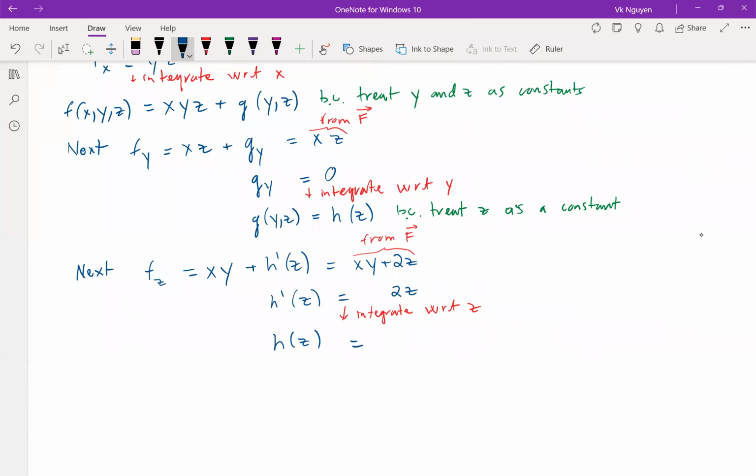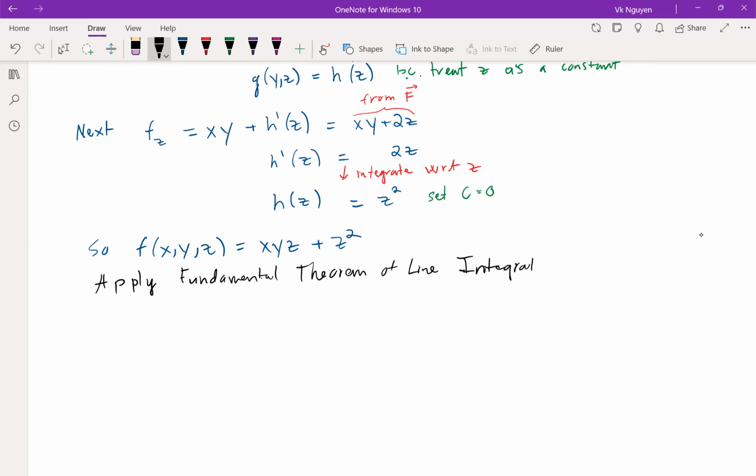h(z) is z squared. Remember, you can set c equal to 0. Okay, to do that. Yeah. So that means f(x,y,z) is equal to xyz plus h(z), which is z squared.